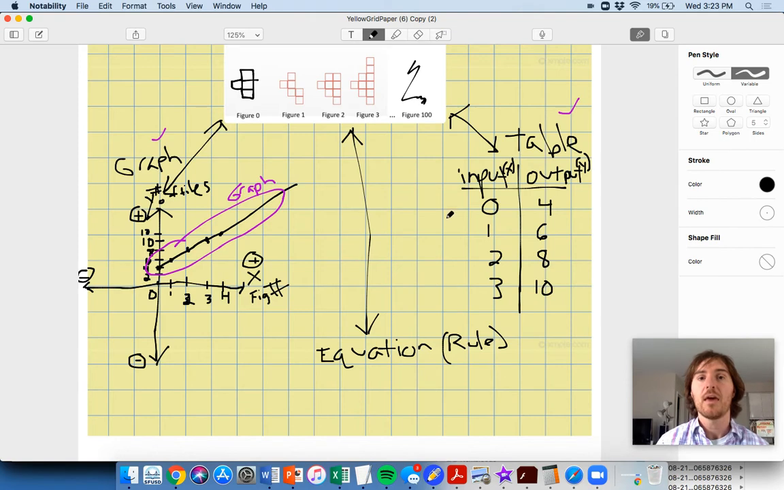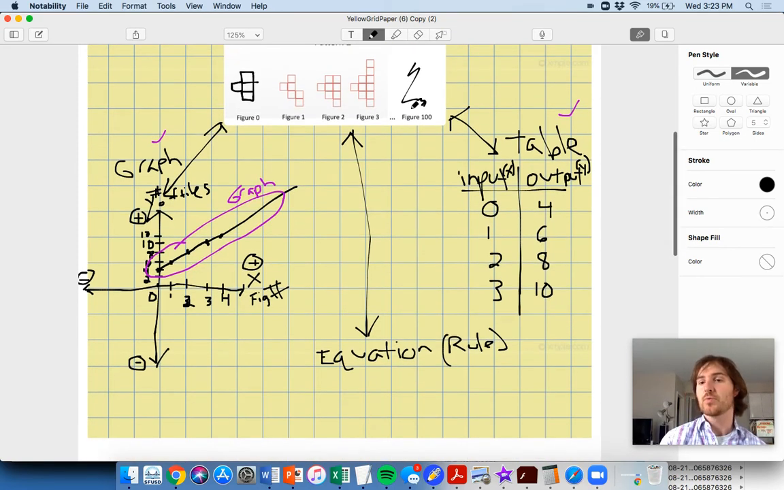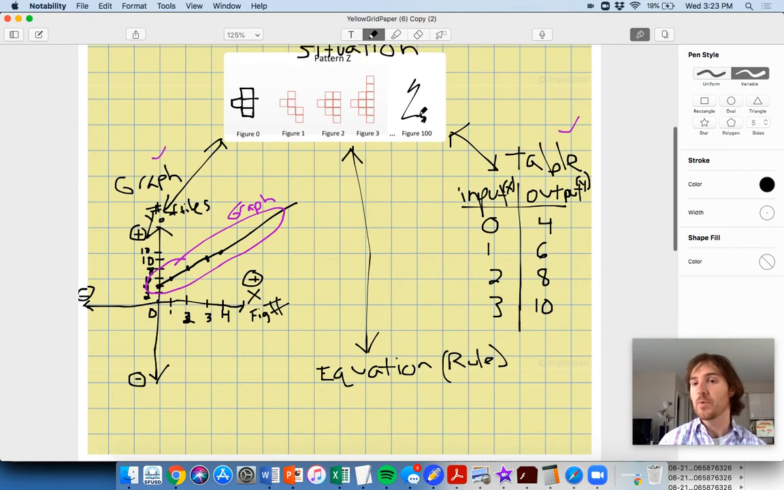You got to think, well, if I had to ask you to come up with a rule, how would you get figure number 100? How would you figure out how many tiles are in figure 100? What would you have to do? Think back to the last video. Think about the last thing that I had to do here. Okay, so an equation or a rule is going to be a statement of equality, in that the number of tiles, remember, number of tiles is the y, right? Your output here, number of tiles is y.